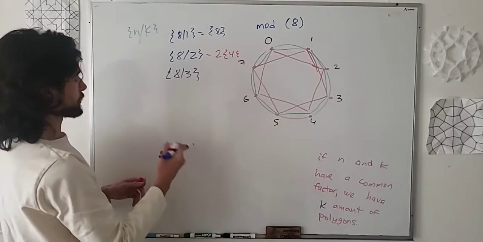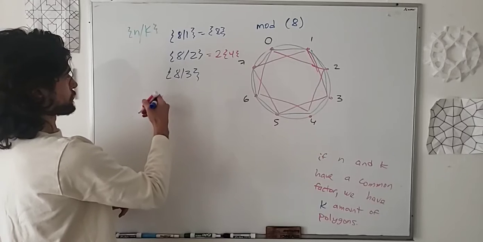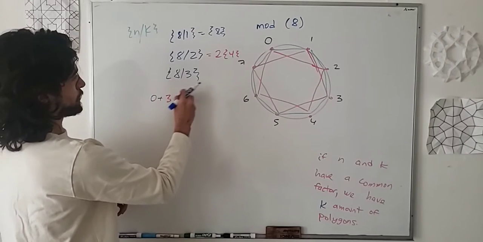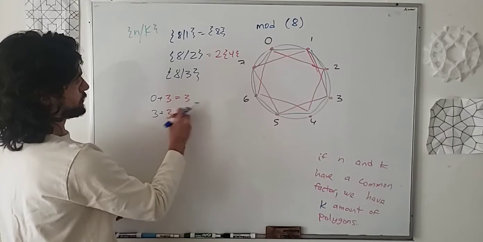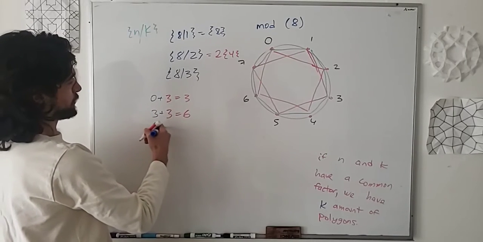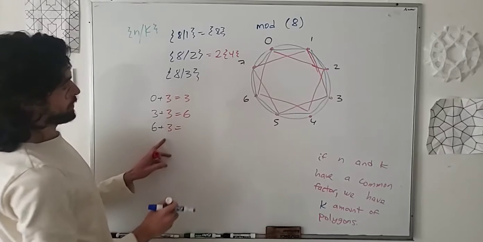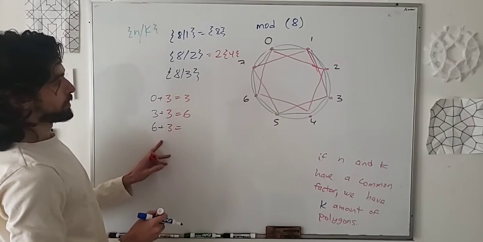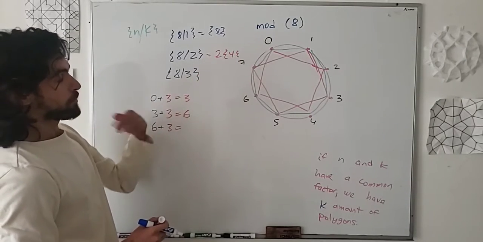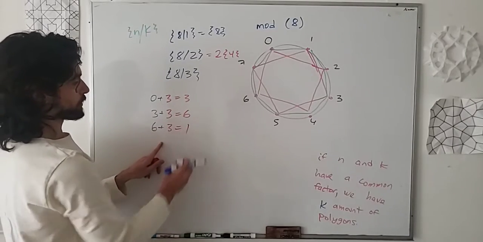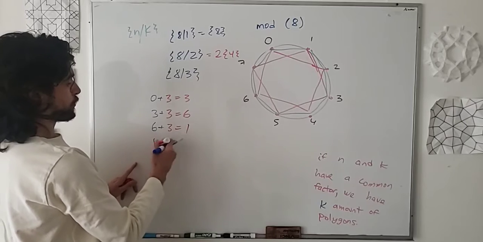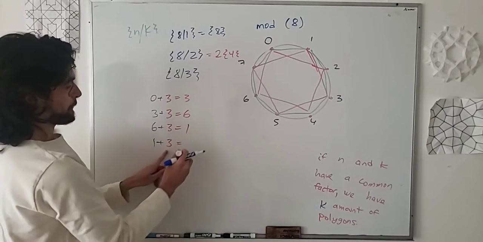See if I can do this combo thing. So 0 plus 3, 3, 3 plus 3, 6. 6 plus 3, that's 9, right? But because we're in mod 8, how much are we going over 8? 1. So 6 plus 3 is 1. 1 plus 3, 4.